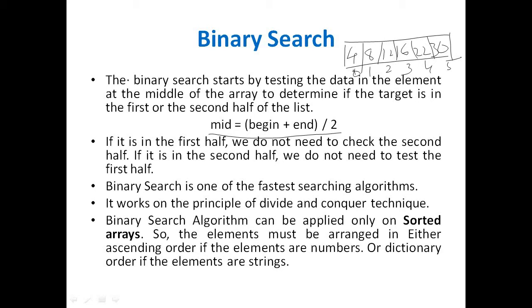So now the second cell will become the middle element. Here the searching can be done in half part only. You no need to search the entire array, the entire list, the entire elements available in the list. We can search up to half of the part only.